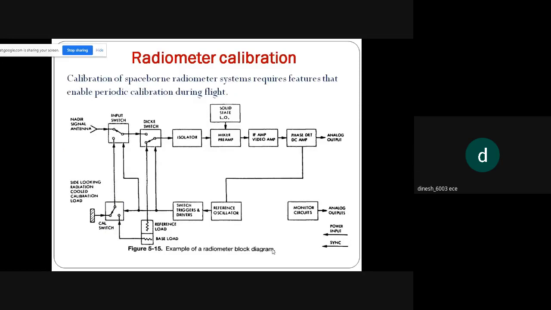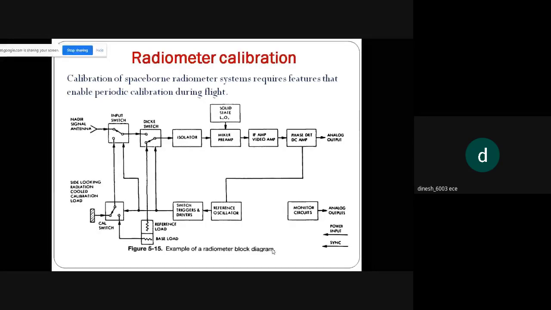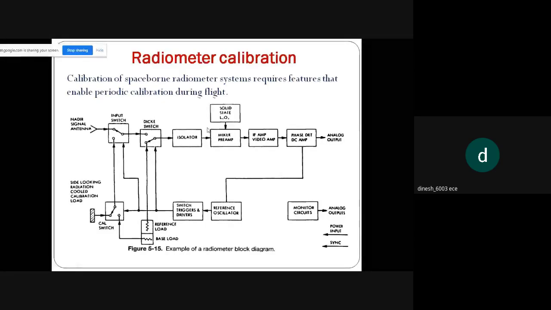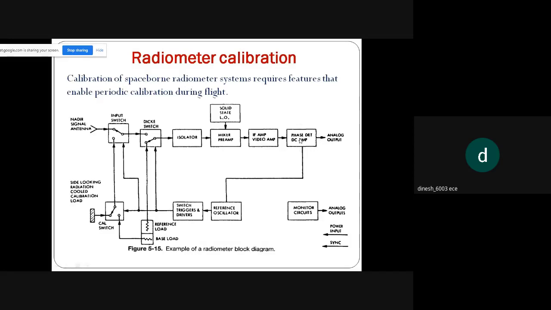The calibration of space-borne radiometer systems requires features that enable periodic calibration during flight. So we have the nadir signal antenna, which is given to the input switch, a Dicke switch using a Dicke radiometer, then an isolator, then a mixer preamplifier, then the intermediate amplifier, then it is given to a phase discriminator using DC amplification, which is given to the analog output.